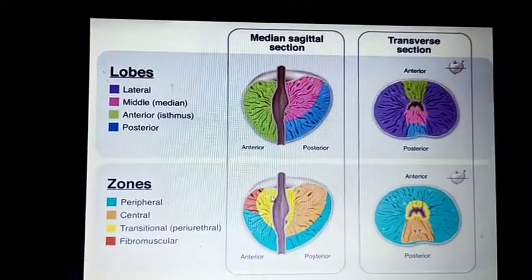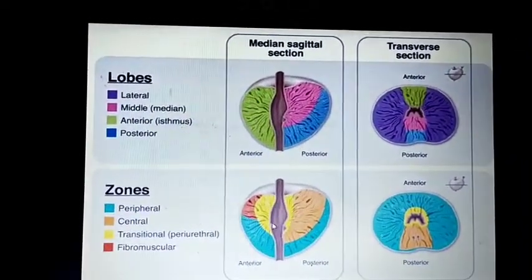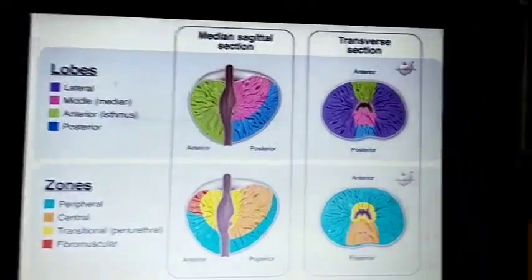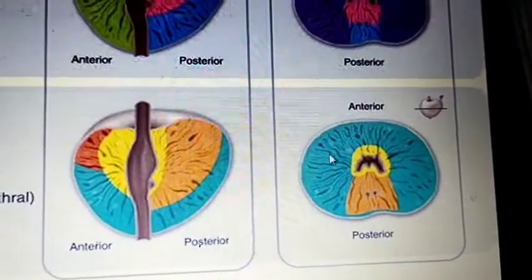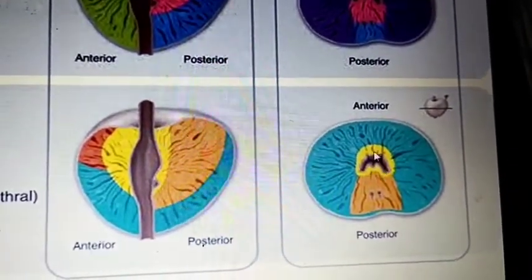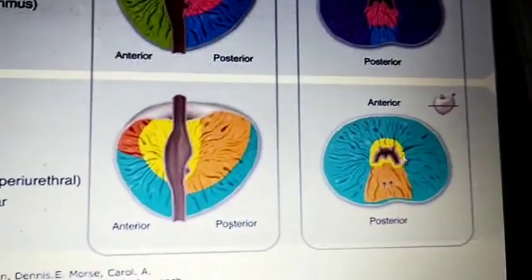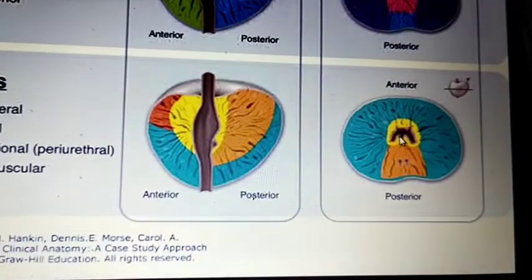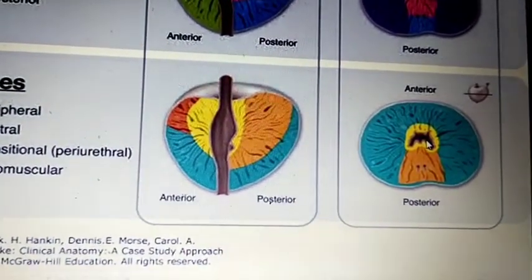Then this is the central zone. Why do I say central zone? It mainly covers the urethra. You can see in this picture also: this is the peripheral zone, and this is the central zone. The urethra is mainly covered by the central zone. That's why that zone is called the central zone, which mainly covers the urethra.